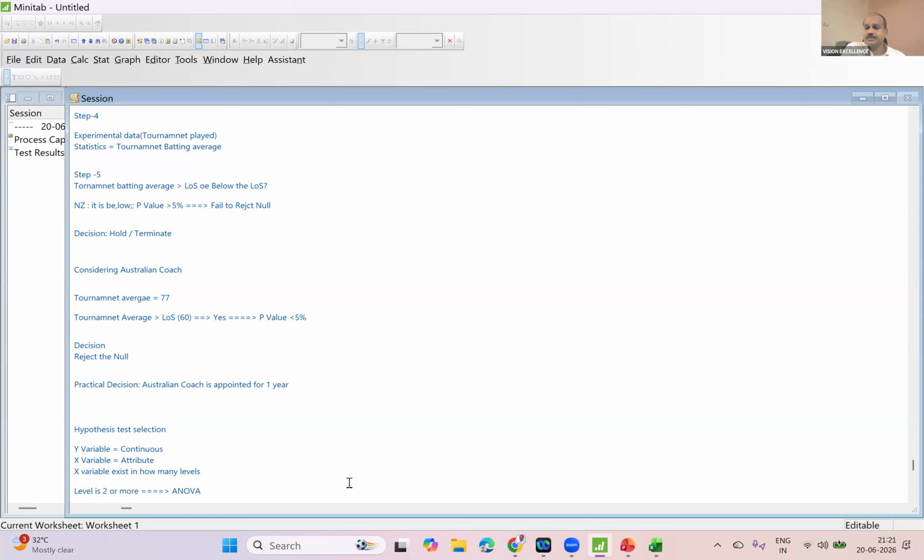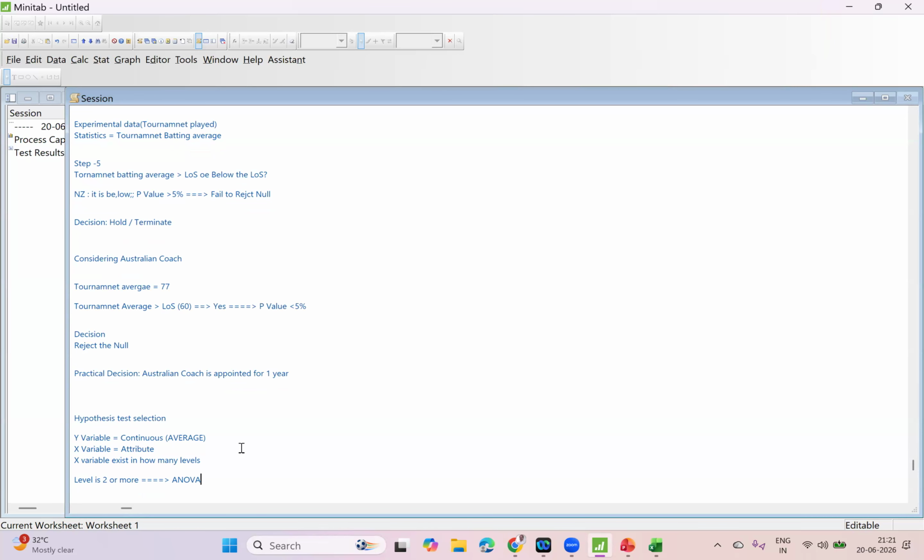You have to do a test called ANOVA. We identify the level from X variable. Please note the conditions. Y variable should be continuous. You know what is continuous? Measurable. For continuous data, we can calculate average. Please understand. So, whenever your Y variable is continuous, the hypothesis test is generally called a test of averages. When the X variable level is 2 or more, the specific test you should go for is ANOVA.